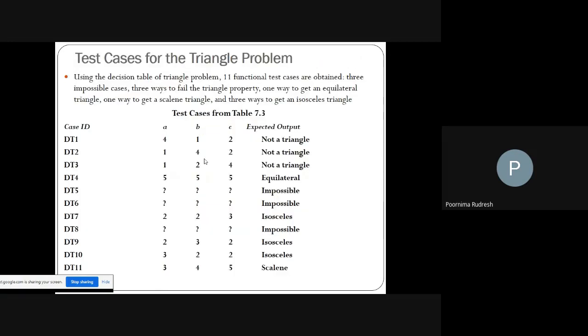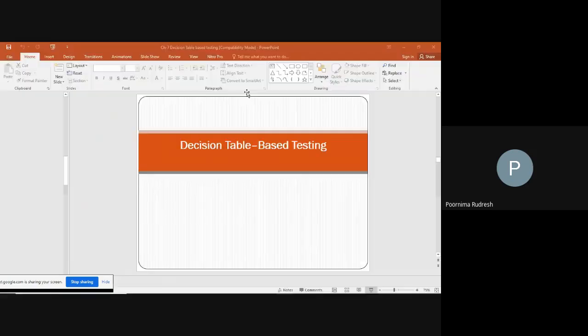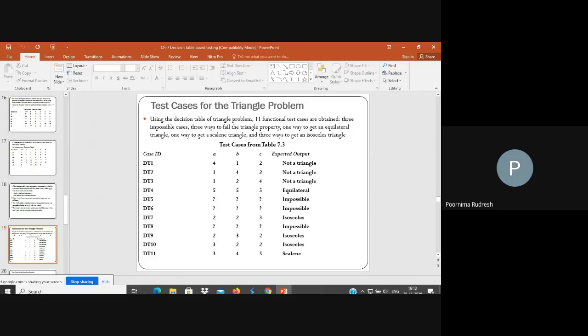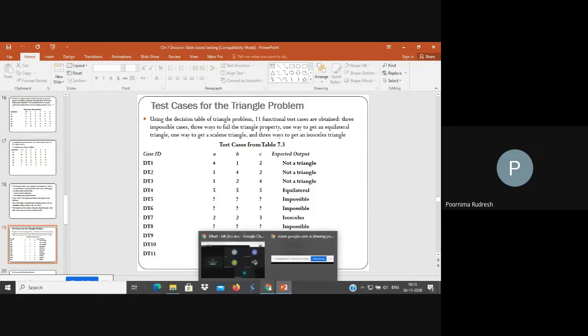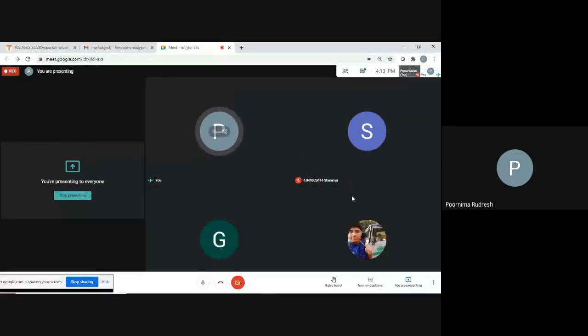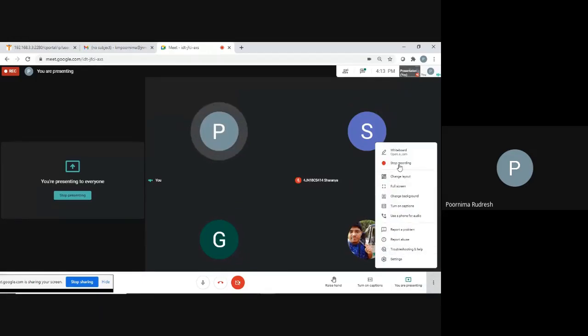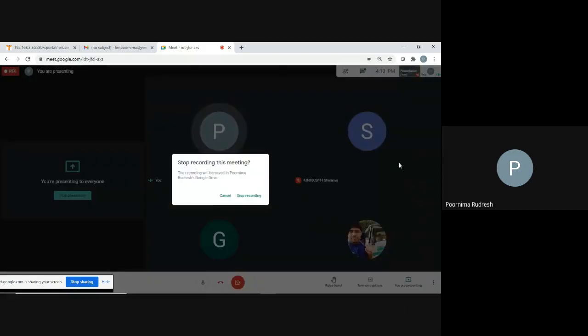Okay, so this is about the decision table test cases for the triangle problem. Next, we'll see the test cases for the triangle problem in the next class. So today we have studied what a decision table is, how the decision table can be constructed, and what the entries in the decision table are, right? In the next class, you are going to study some other examples of decision table testing. Okay, in the next class.